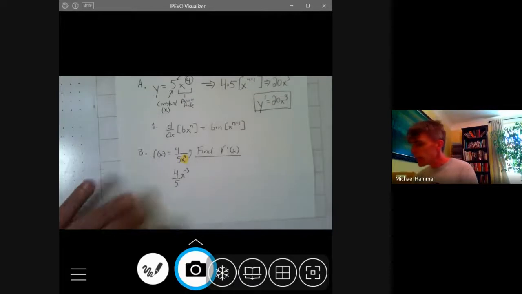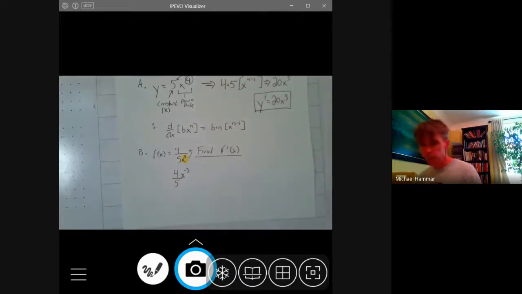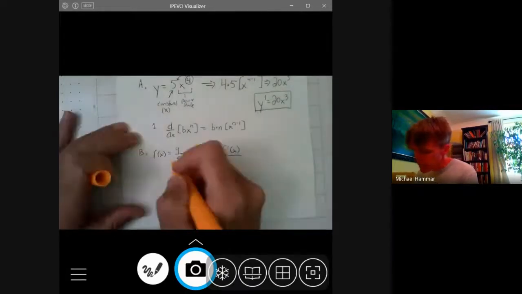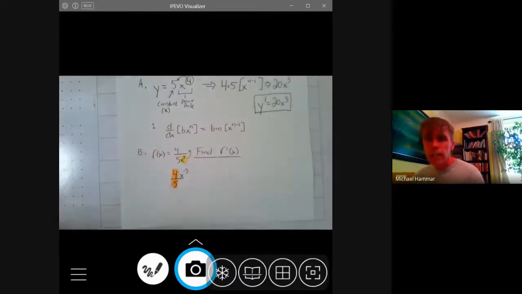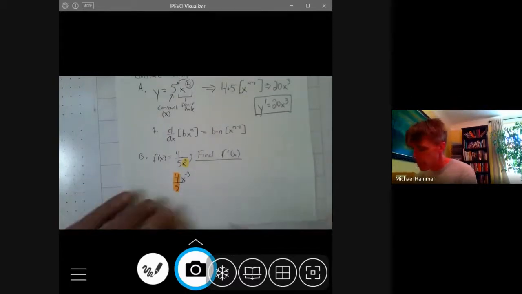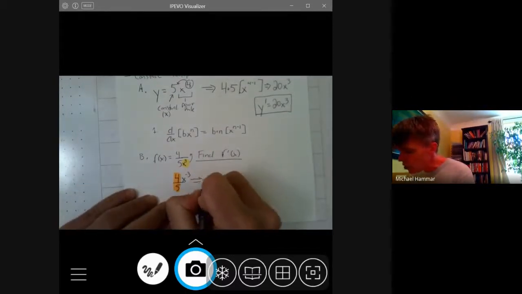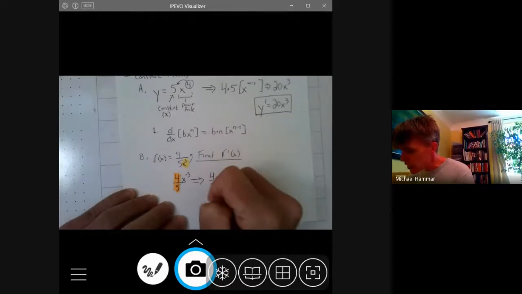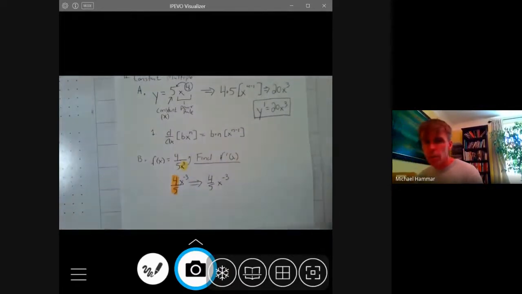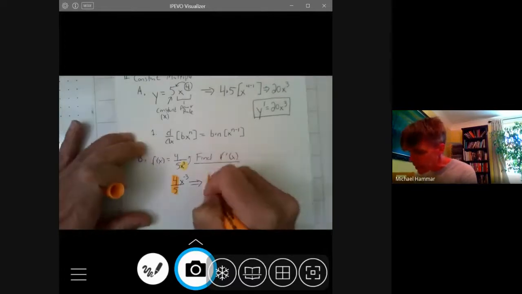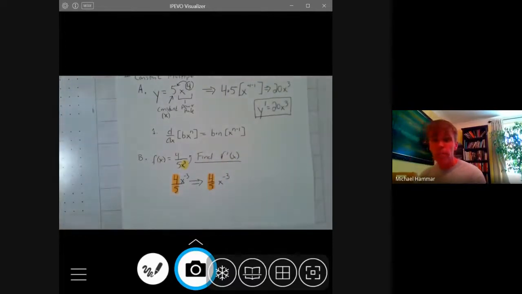Now, the second thing you do need to recognize is this. You do need to recognize that this 4/5 is a constant being multiplied by that exponent. So what can we do? We can treat this as 4/5 x to the negative third. We can basically pull that constant out to the front and now use the constant multiple rule.